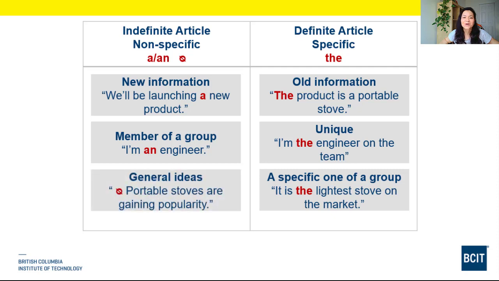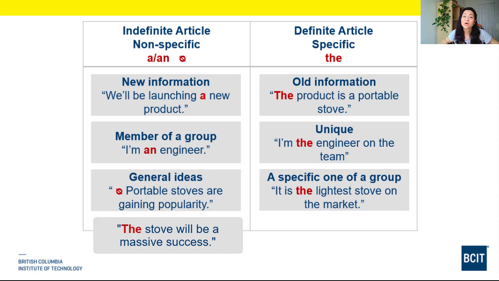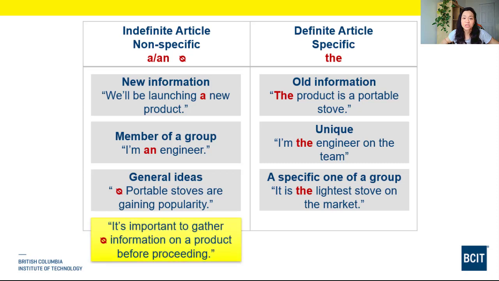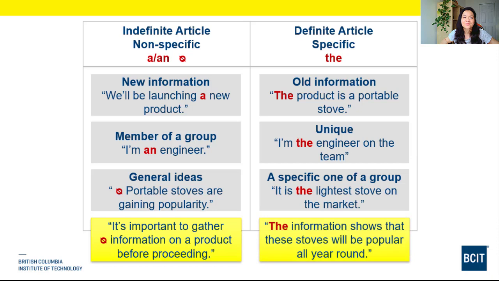Finally, general ideas are non-specific, and for this, we use no article. Portable stoves are gaining popularity. The stove will be a massive success. We were non-specific when talking about stoves in general and used no article, but when we talked about the product being developed, we used a definite article. The examples this chart referred to are countable nouns, portable stoves. But remember that specific and non-specific can apply to uncountable nouns too, like information. It's important to gather information on a product before proceeding. The information shows that these stoves will be popular all year round.